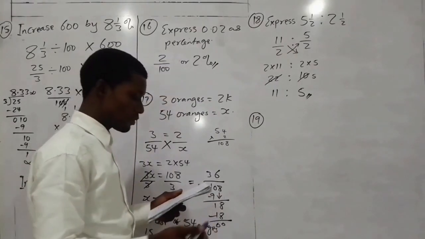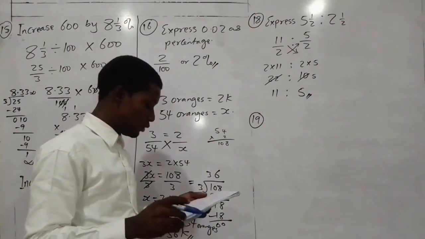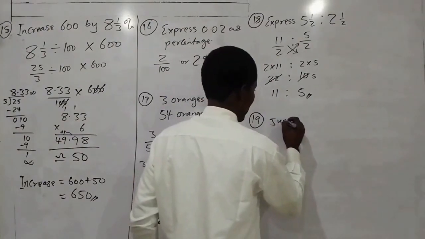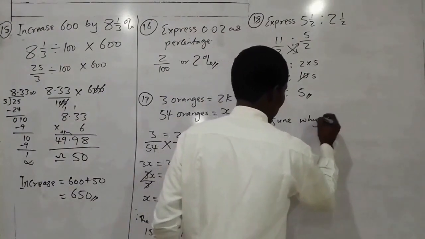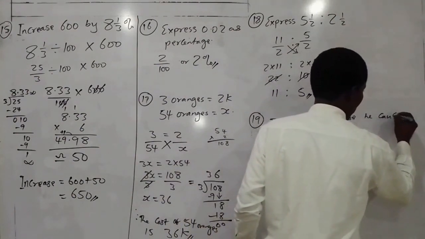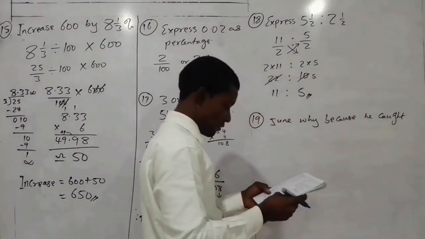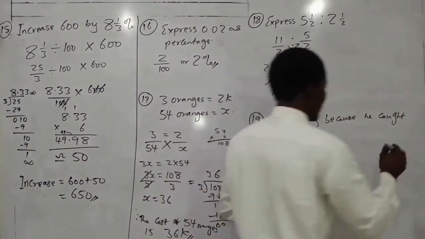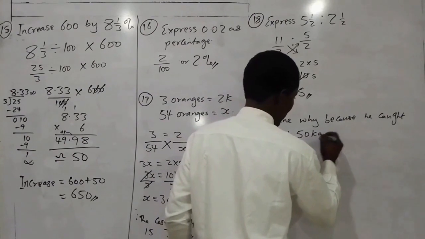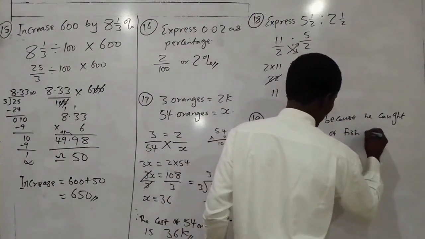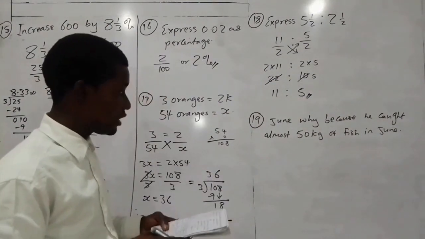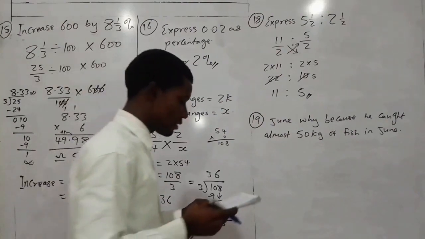Question 19. Which month was his best fishing period? The man's fishing period is June. His fishing period is June. Why? Because, let's take our graph, it caught almost 50 kilograms of fish in June. Because it caught almost 50 kilograms of fish in June. So his best fishing period is June.